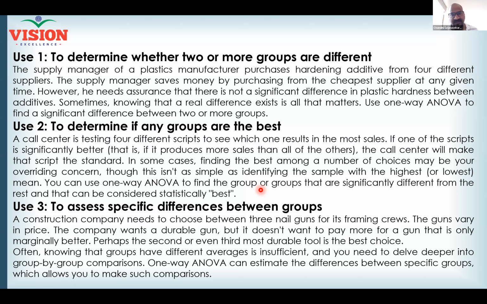In some cases, finding the best among a number of choices may be your overriding concern. Though this is not as simple as identifying the sample with the highest or lowest mean, you can use one-way Anova to find the group or groups that are significantly different from the rest and that can be considered statistically best.